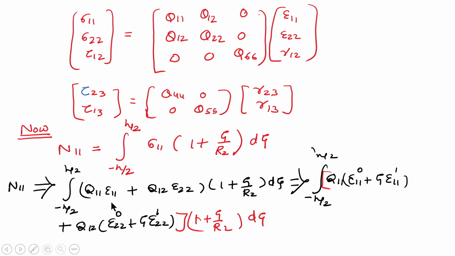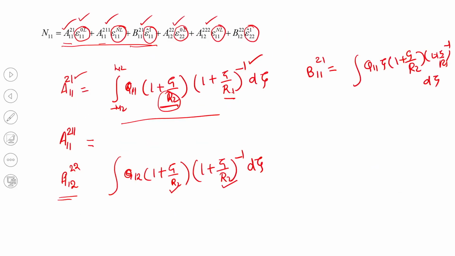So, epsilon 11 is what? Epsilon 11 has two components: the zeroth component which is causing the membrane effect, and the epsilon 11 component which is causing the bending in the shell. Then similarly epsilon 22. Now we have a component 1 plus zeta by r2. The rest of the equations, N22 and so on, I will cover in the next lecture. Thank you very much.